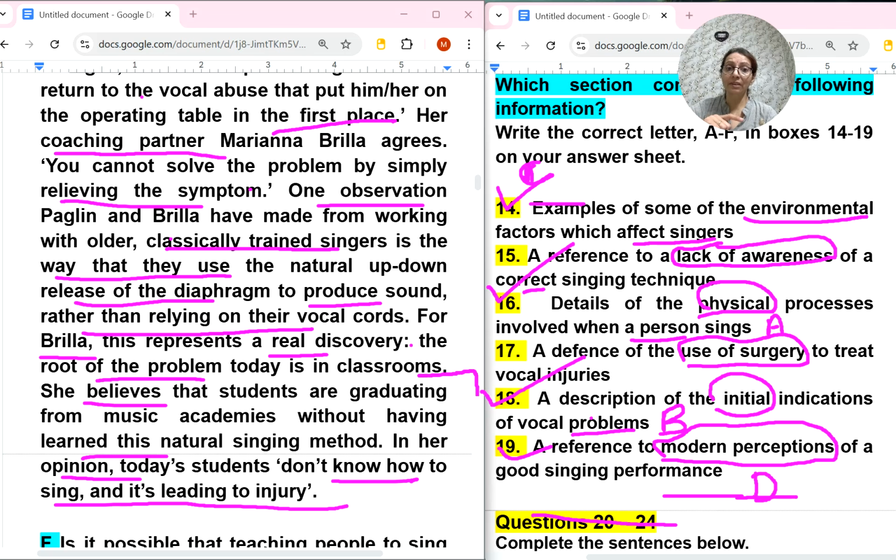So the last line is saying something. Last sentence, I mean to say, students today don't know how to sing and it's leading to injury. See this, lack of awareness of a correct singing technique. And the description of this, 17th, is left. A defense of the use of surgery to treat. Exactly, 17th is not explained properly. So till now, I will just mark 15th number with E number paragraph. If something is better matching, then we can change.